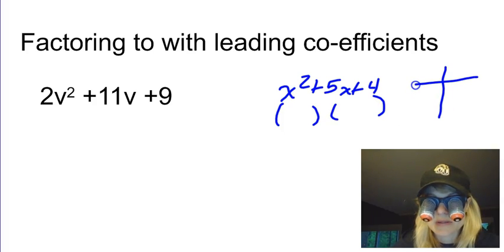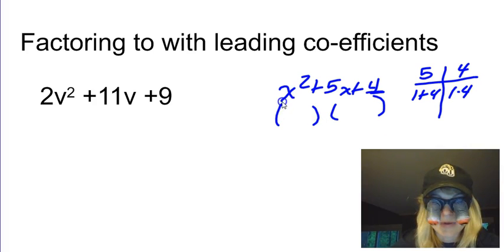And we've been looking at this last term here and saying, what factors of 4 add to 5? In this case, it's pretty easy. 1 times 4 is 4, and 1 plus 4 is 5. And we know to get this term, we have to multiply the two x's together. And then we know we have plus 1 and plus 4 as our factored form.